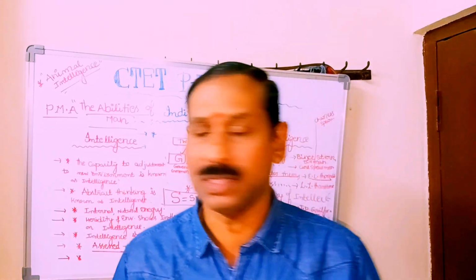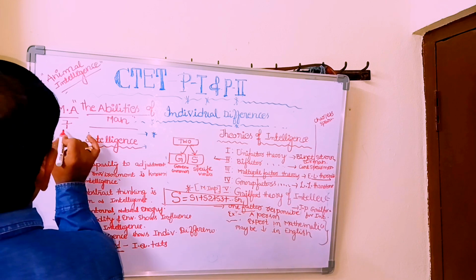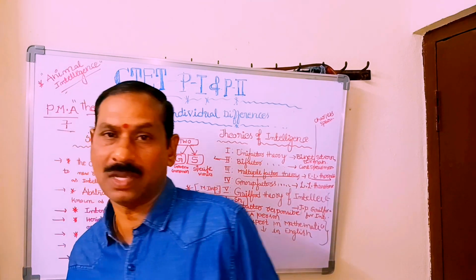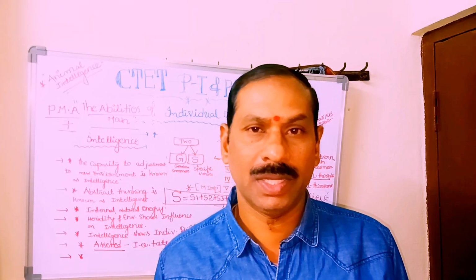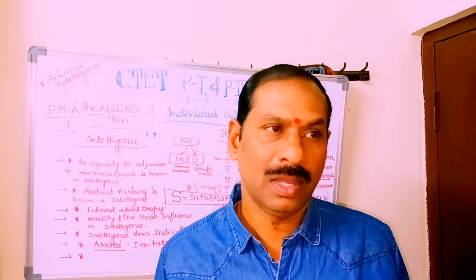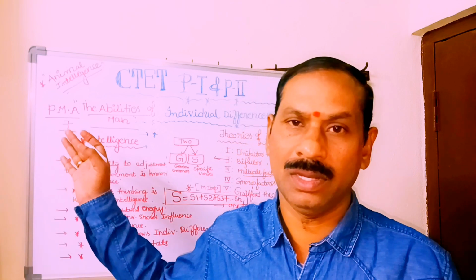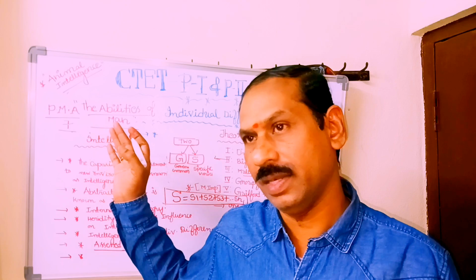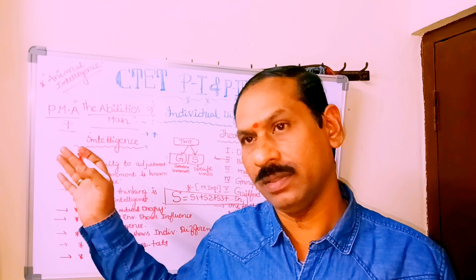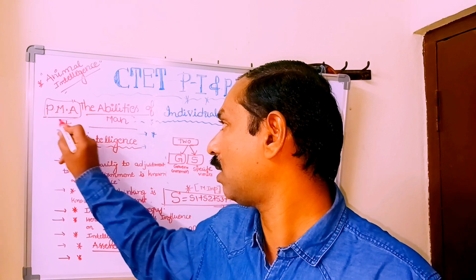Seven abilities are primary. How many types of primary abilities are there? Seven types of primary abilities are there, like reasoning, deductive thinking, inductive thinking, comprehension, spatial reasoning, and so on. Seven primary mental abilities are there.